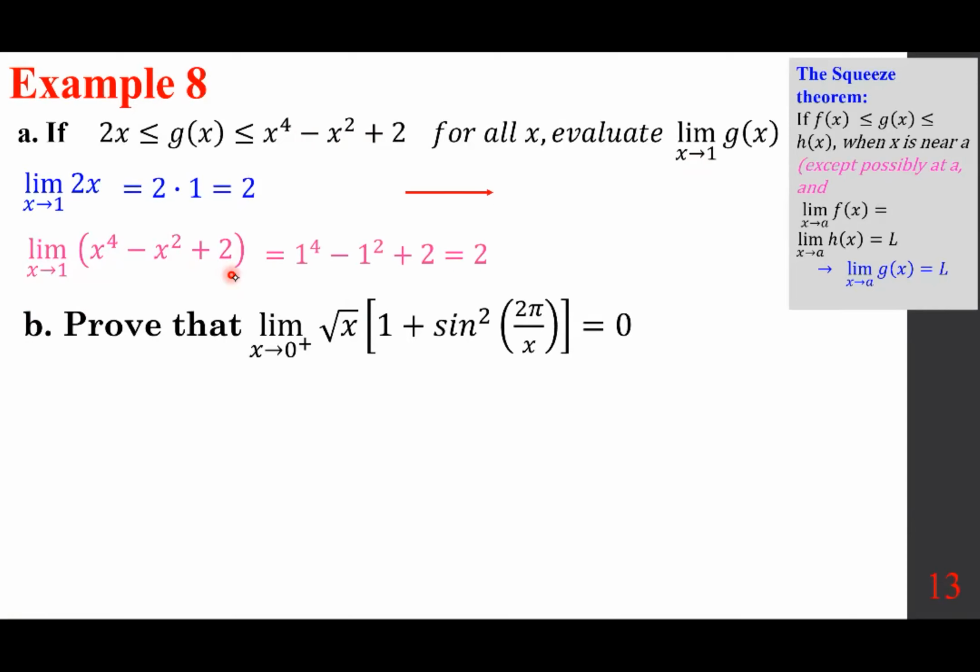Since this is equal to 2, this is equal to 2, then the limit of g of x as x approaches 1 is equal to 2 by what? By the squeeze theorem. I can't emphasize this enough. You can't just write this is the case without writing by which theorem. It's called the squeeze theorem, and it's important to make a note of it, by the squeeze theorem.